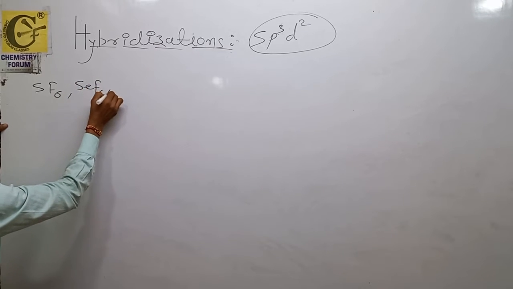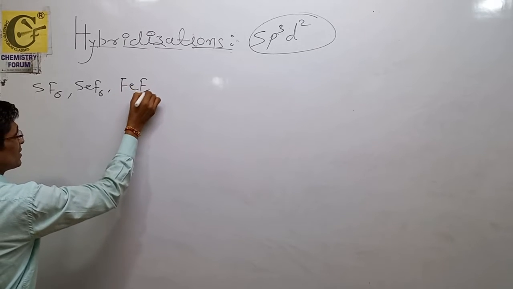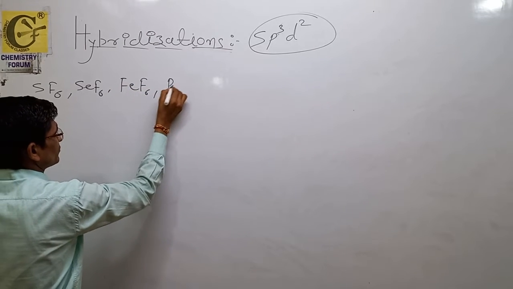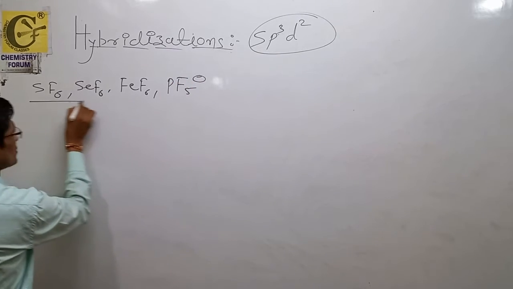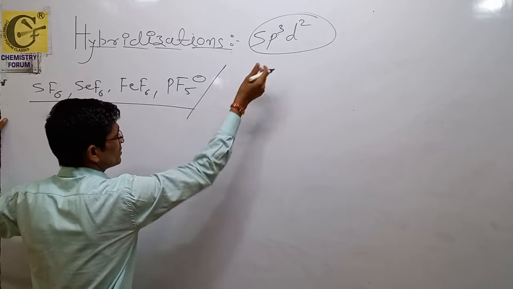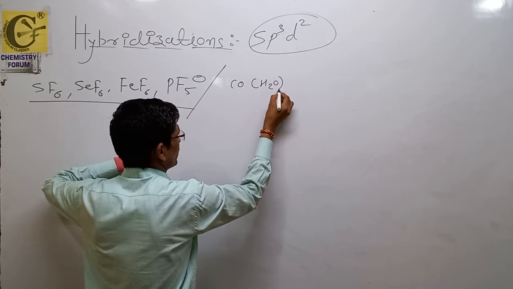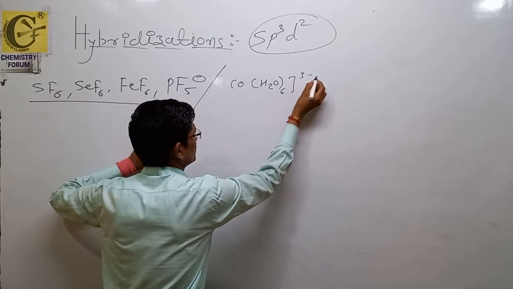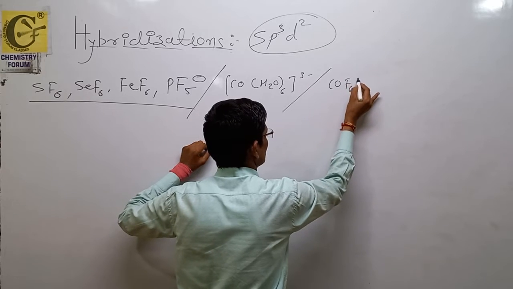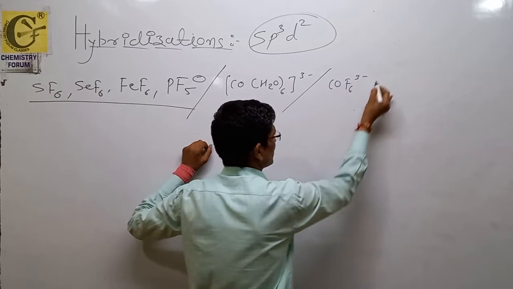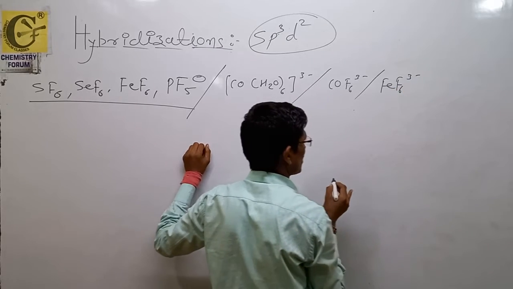SF6, उसके बाद में है FeF6, PF6 negative charge. These are examples possessing sp3d2 hybridization. Again, Co(H2O)6 3 negative charge, CoF6 3 negatively charged, FeF6 3 negative charge.